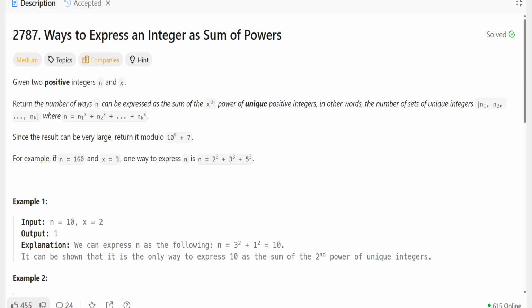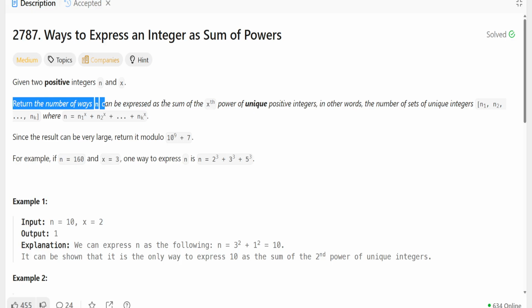Let's suppose we are given n equal to 160 and x equal to 3. If we want to express n as the sum of some numbers in power form, then because x is 3, it is saying 2 to the power 3, 3 to the power 3, and so on, until we receive a sum equal to 160.